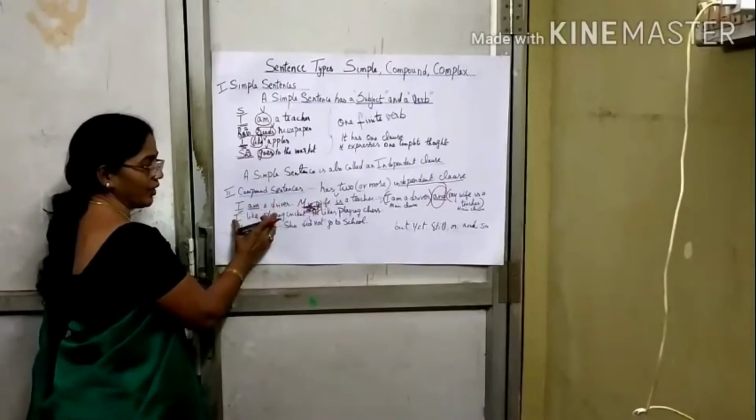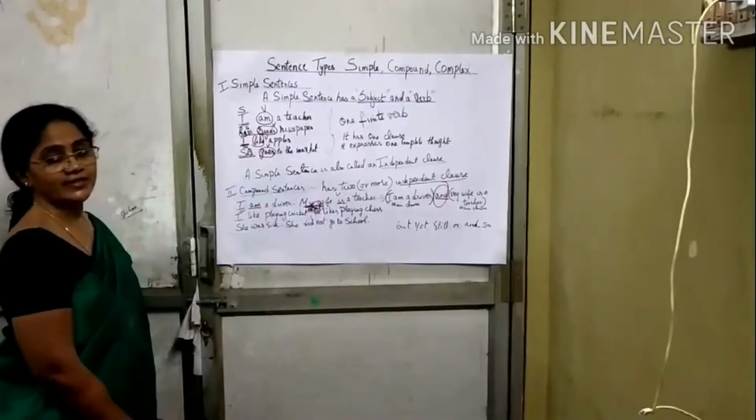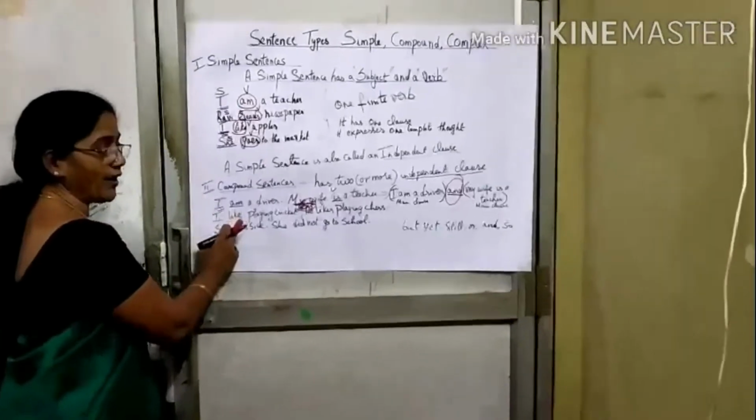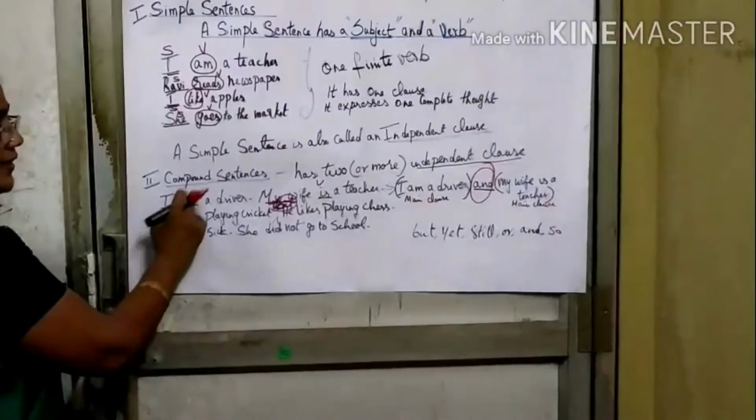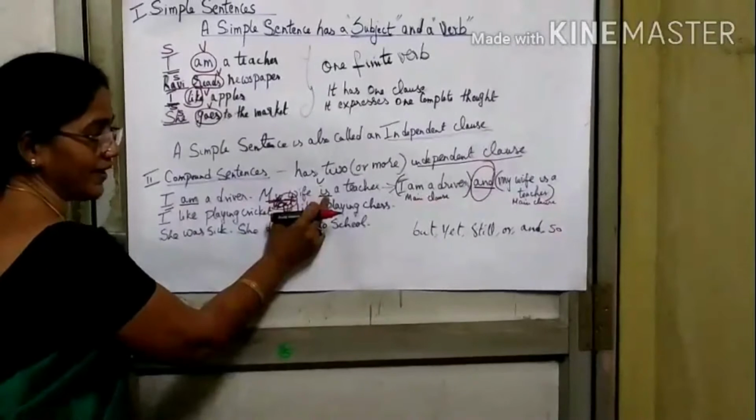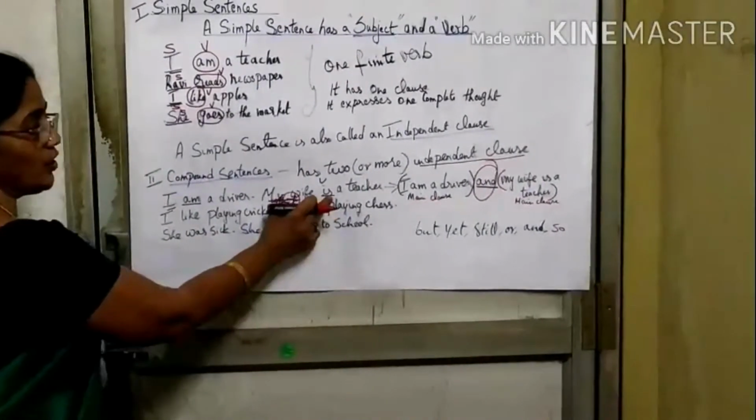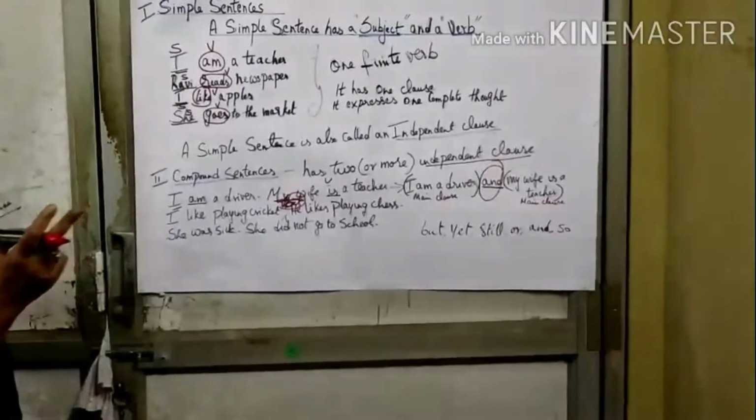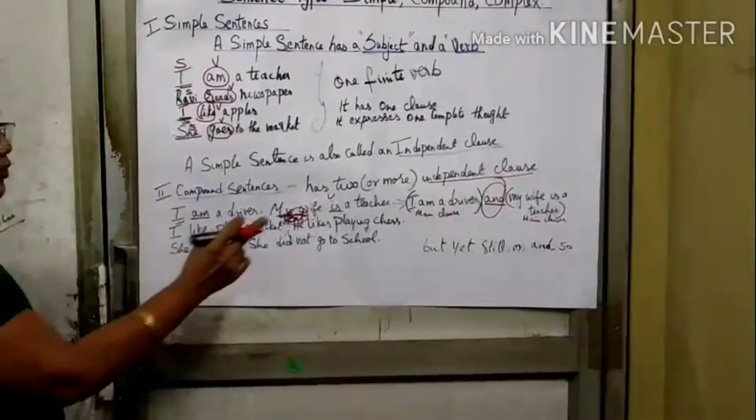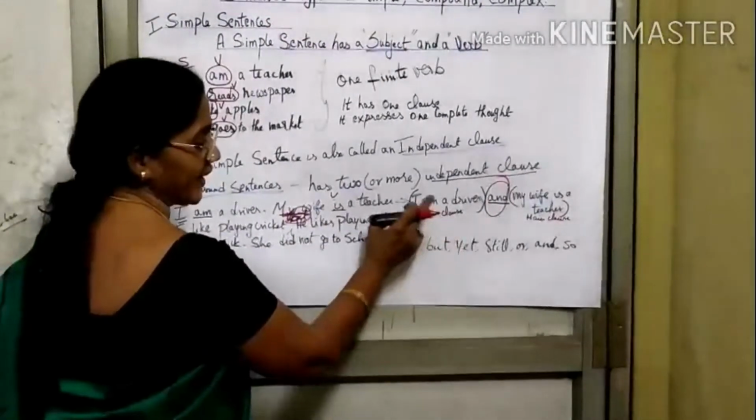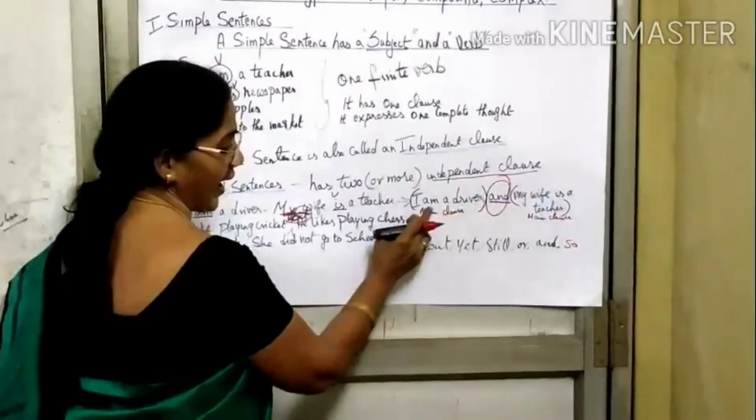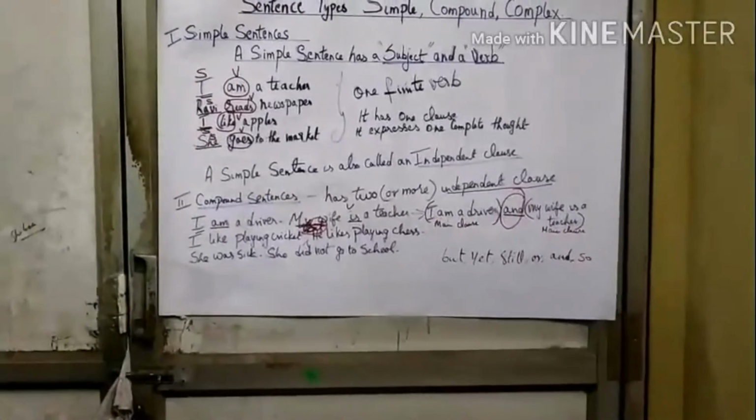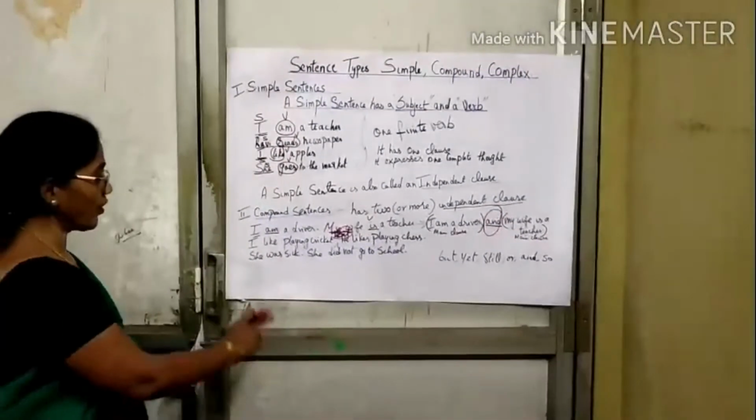Both have a verb. So in compound sentences, there will be two verbs. In main clause 1, you have the verb am, and in the second main clause you have the verb is. Have you understood? So in compound sentences, you find two or more independent clauses connected with a coordinate conjunction. It consists of two verbs: am, is. You got it? Have you understood? Now let us move on to the next.